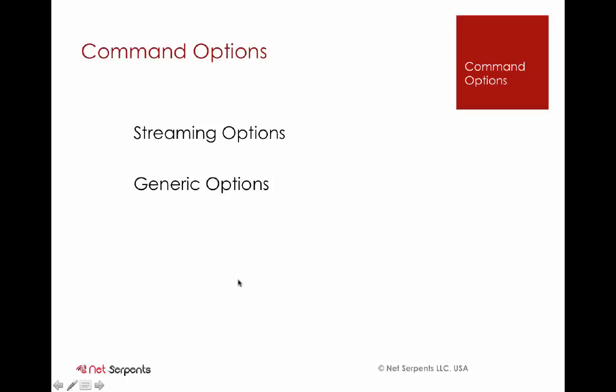So like I said, there are two different types of options: streaming options and generic options. All the generic options need to be specified first. We are going to talk about streaming options first in our case, because there are some mandatory ones.